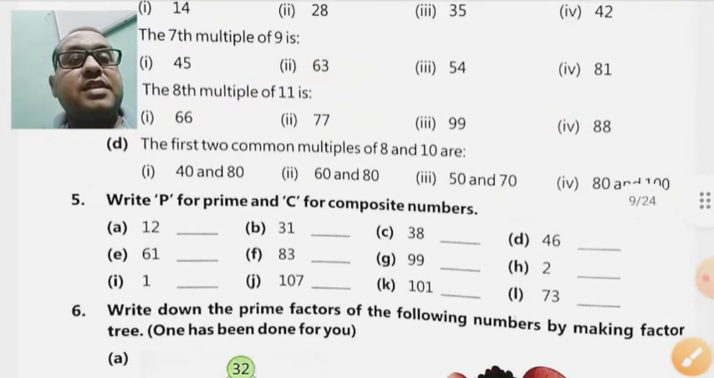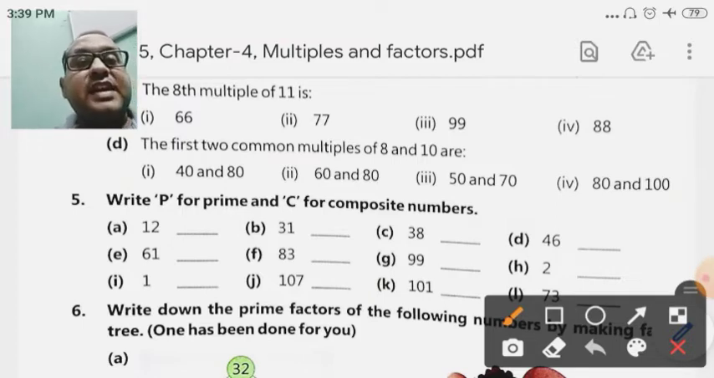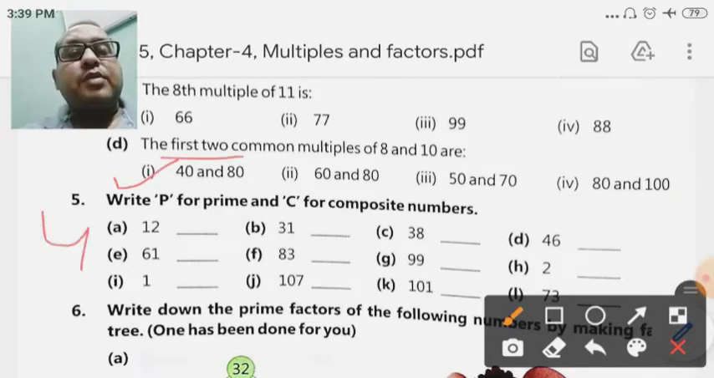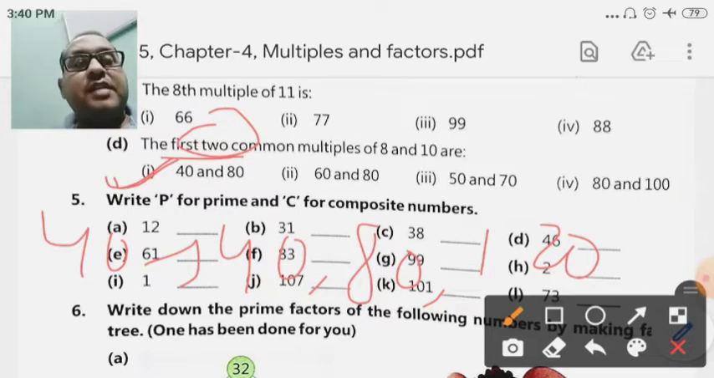Next is the first two common multiples of 8 and 10. So what is the first common multiple of 8 and 10? It is the LCM of 8 and 10. So the LCM of 8 and 10 is 40. The first number which is divisible by both 8 and 10 is 40. So the first one is 40, and we have to find 2. So we have to find the multiples of 40. The multiples of 40 are 40, then the second is 80, third is 120. We have to find only 2. So these are 40 and 80.